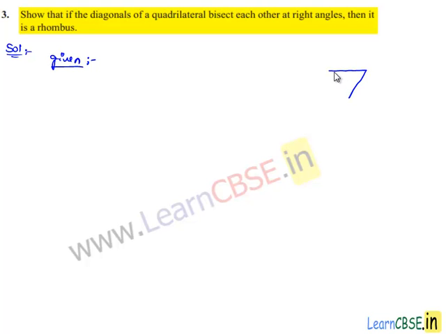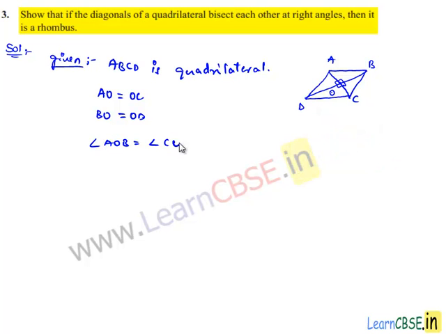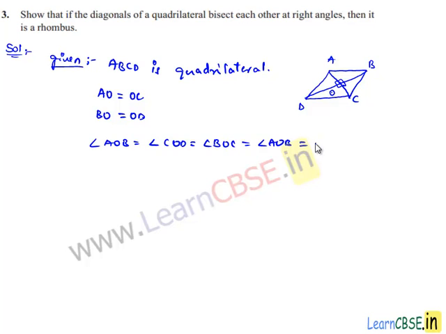So let us consider a quadrilateral ABCD in which the diagonals AC and BD bisect each other perpendicularly at some point O. So let us note down the given information: ABCD is a quadrilateral, and as AC bisects BD perpendicularly, we can say AO is equal to OC and also BO is equal to OD, and angle AOB is equal to angle COD is equal to angle BOC is equal to 90 degrees.